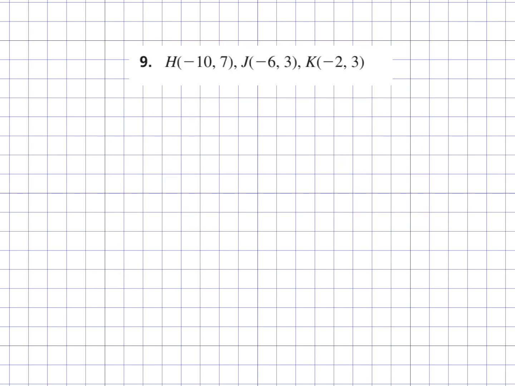All right, let's do this one. Okay, so again, we got to do the circumcenter. Negative 10, 7. So I'm going to go by twos again. 2, 4, 6, 8, 10, and up 7. 1, 2, 3, 4, 5, 6, 7. So there's H. Negative 6, 2, 4, 6, and up 3. 1, 2, 3 is J. And negative 2, 3 is K.